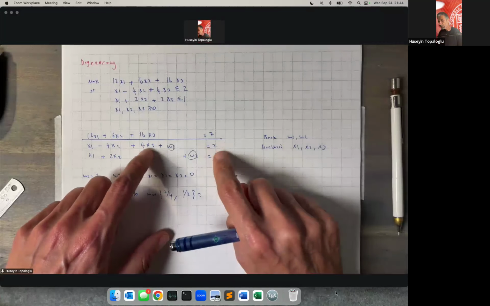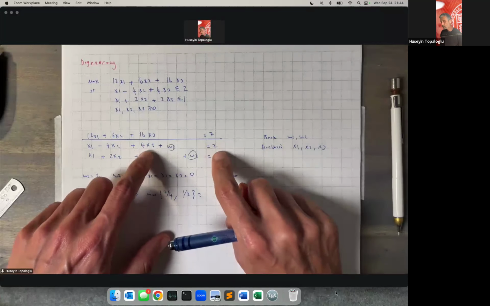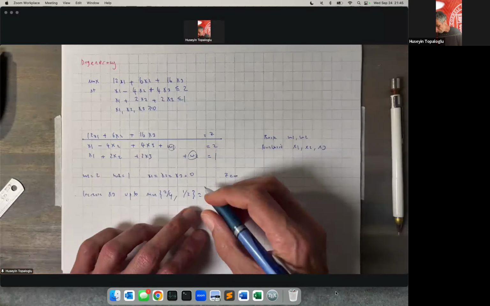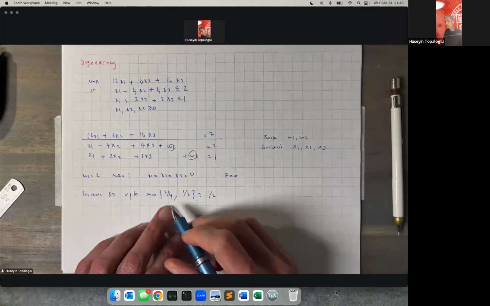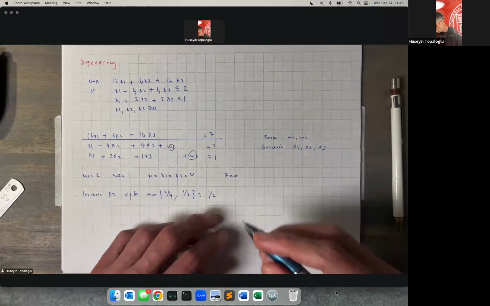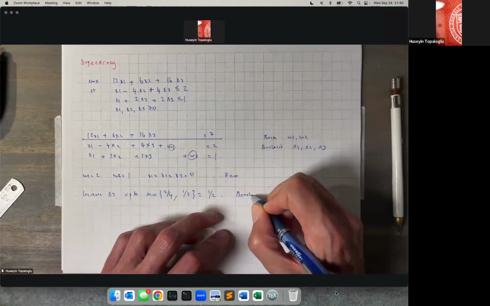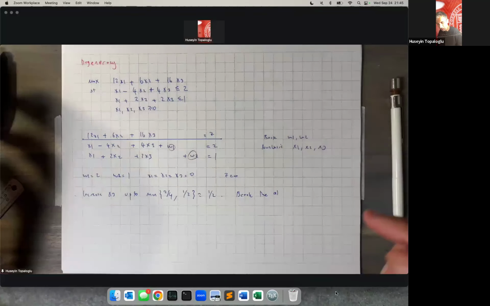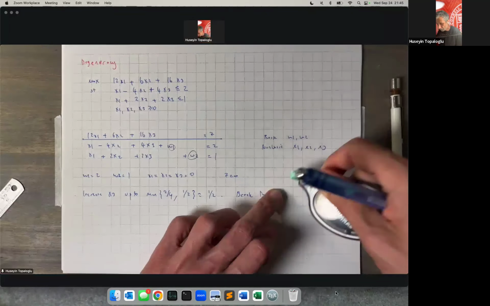Let's say that the new value of x3 is determined by the first constraint row. So we're going to do row operations such that x3 appears only in the first constraint row. The minimum of 2 over 4 and 1 over 2, they are both 1 over 2. Break the tie arbitrarily.